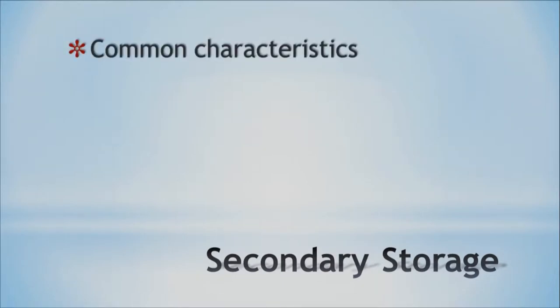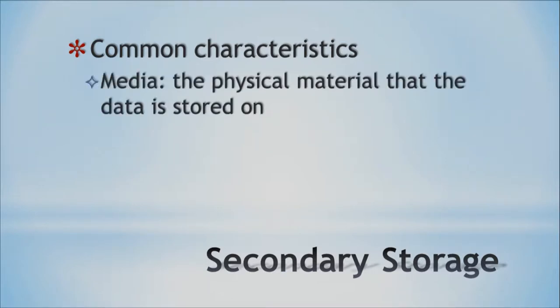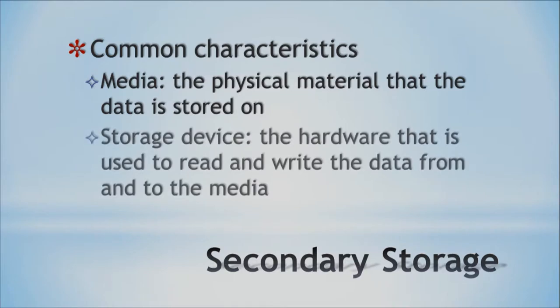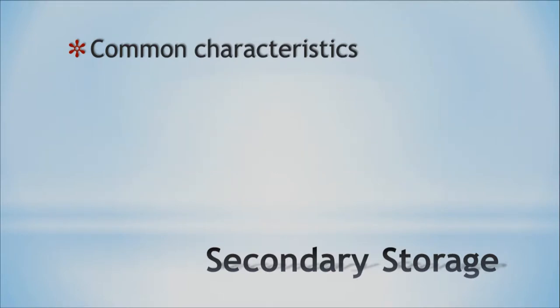Let's see more about secondary storage, and we'll talk about common characteristics. What do these things all share? One is media. There's some kind of physical thing they're stored on, some kind of physical material. We also have to think about what can access that physical material. There's some kind of hardware that you're using to read from that material and then write to that material. So you have the material and also what's going to interact with that material.